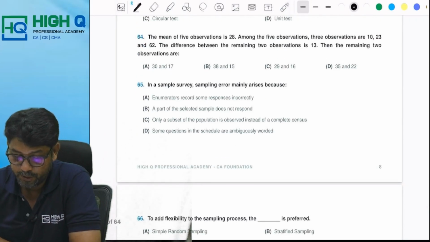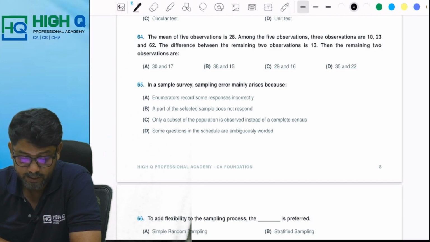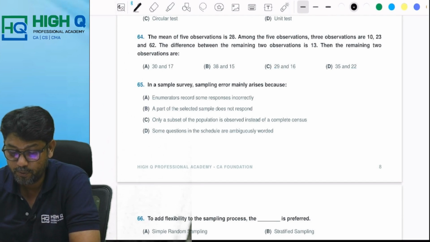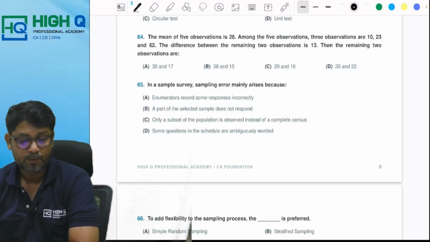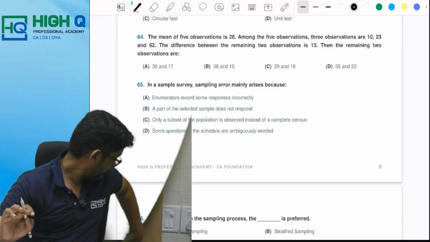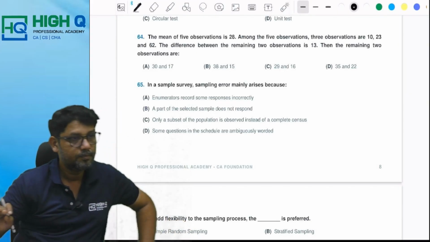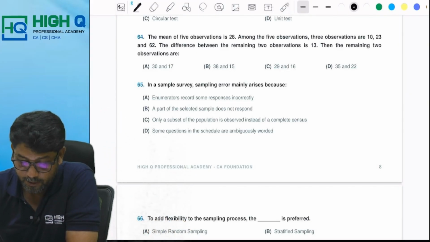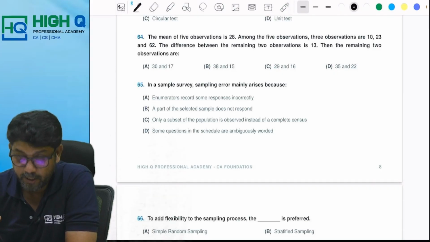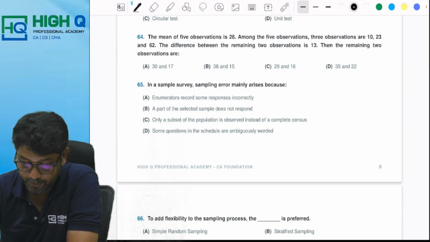Next, the mean of 5 observations is 28. Among the 5 observations, 3 observations are 10, 23 and 62. The difference between the remaining 2 observations is 13. Find the remaining 2 observations. Look at this, my dear. Now listen here. They ask you to find out the remaining 2 observations.